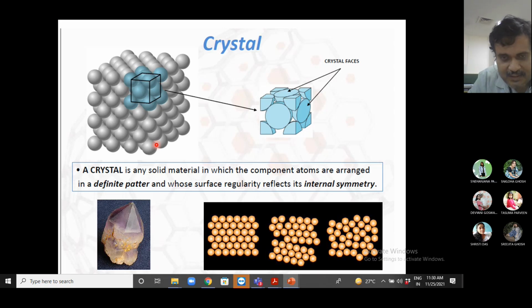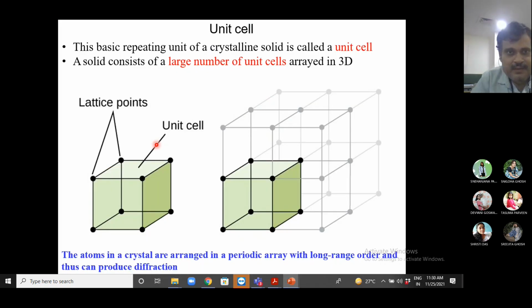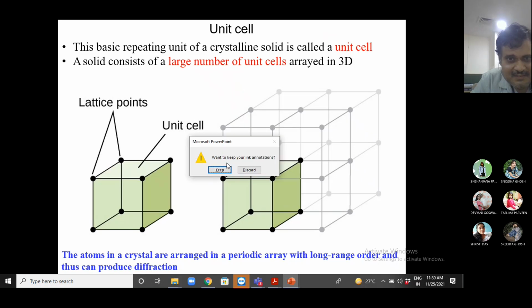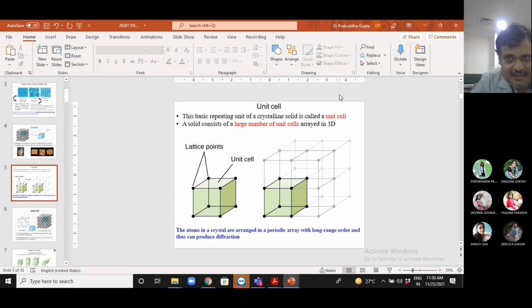Yes, sir. Okay. So, unit cell, I don't like this nonsense. It will go.